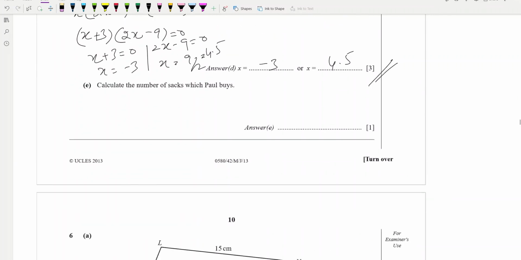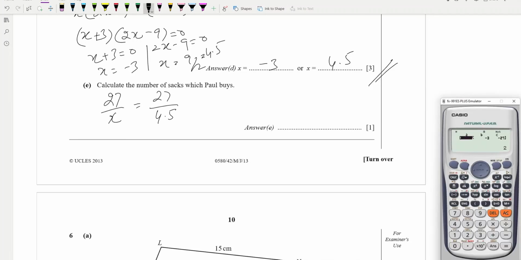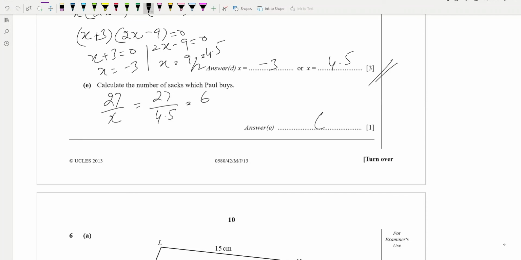Now calculate the number of sets which Paul buys. For Paul we have written 27 over x, so we can write 27 over 4.5. The negative value we will not be taking because x cannot be negative, so 27 divided by 4.5 is equal to 6. So the answer will be 6 over here. This is one more part which we have done.